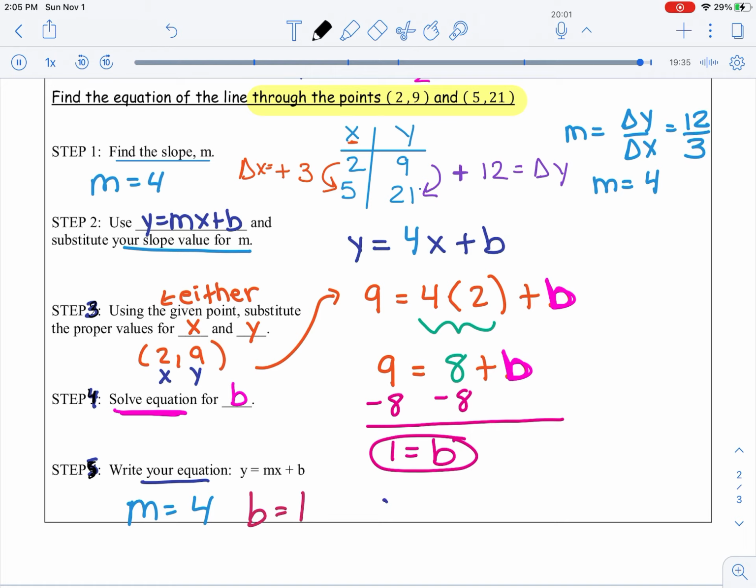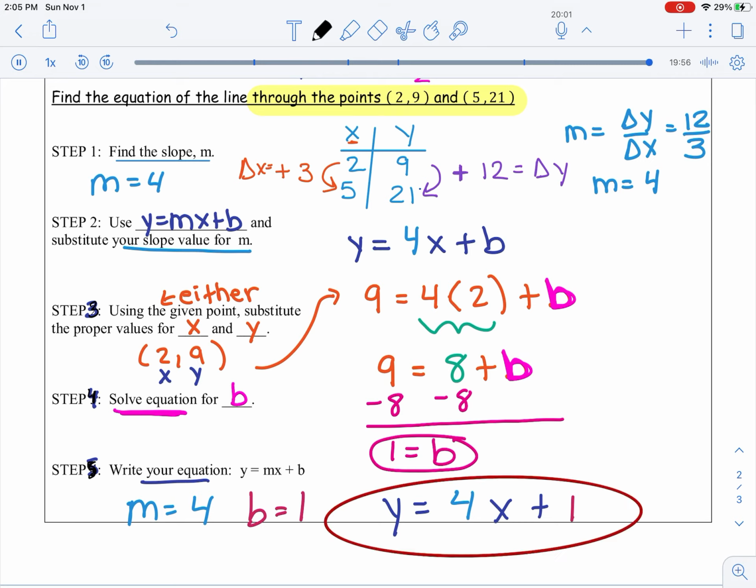So I'm going to write y equals mx plus b, making those substitutions. So my final equation ends up as y equals 4x plus 1. There we have it, Math 1, finding the equation of a line through 2 points.